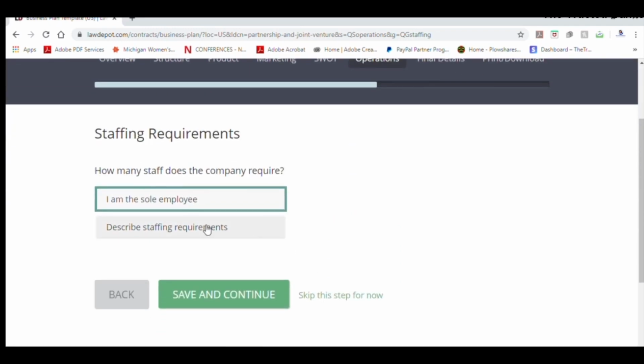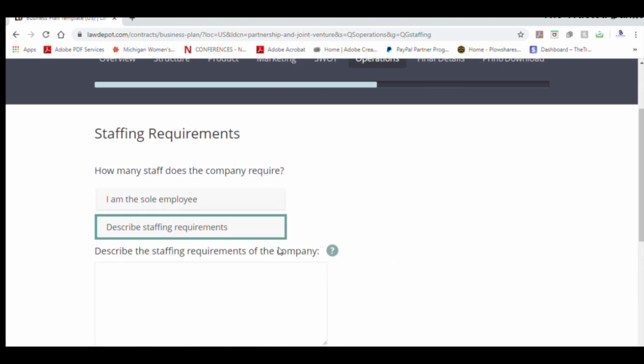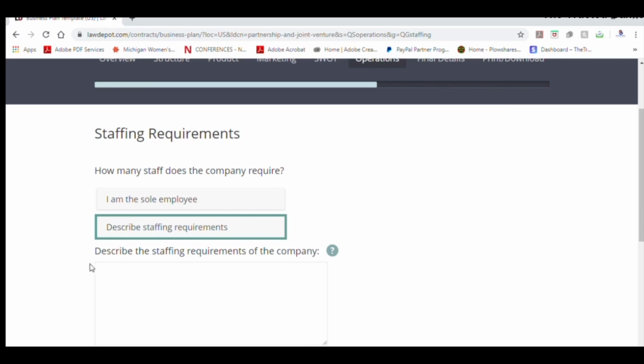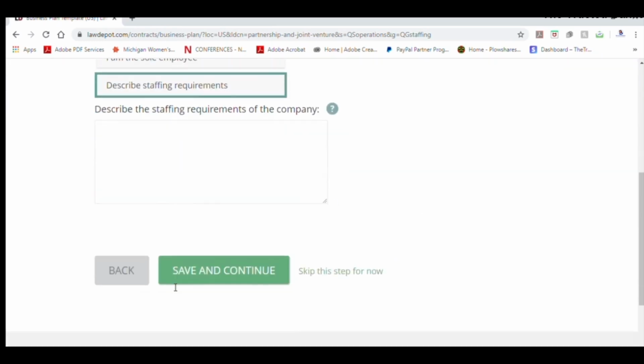How many staff do you have? So are you the sole employee, or do you right now have staff on deck? We can say right now you're the sole employee, but if you want to describe staff requirements for the company, you can talk about your staffing requirements, if you have skilled labor, general labor, managers, foremen. In here, you want to talk about the different staffing positions you have and the requirements that your company has for those staffing positions.